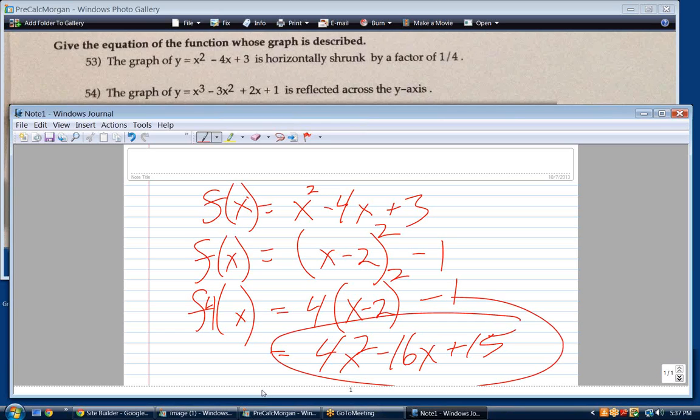Wasn't that the answer? Let me check. Yeah, I think it was. No, it's 4x squared minus 16x plus 12. Oh, because the 1, wouldn't it be a 4? Yes, it's 4 times that whole thing. So it would be 16 minus 4, so it would be 12. Okay. Good.